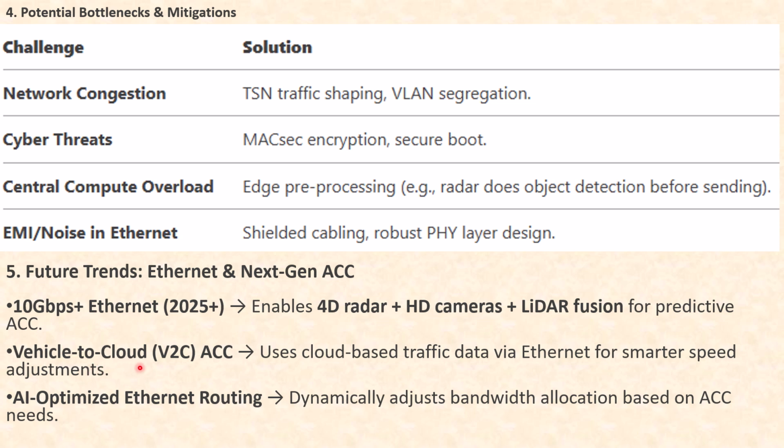Now also the vehicle to the cloud, it uses traffic data via Ethernet for a smarter speed adjustment. Alright, so this V2X is definitely better enabled with the help of time sensitive networking and also zonal architecture. Now coming to AI optimized Ethernet routing, it dynamically adjusts bandwidth allocation based on ACC needs. Alright.